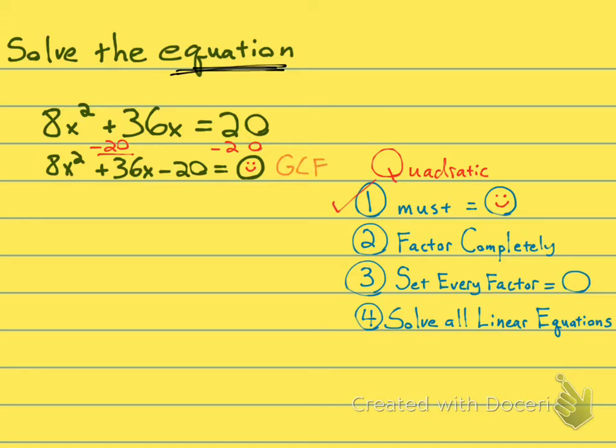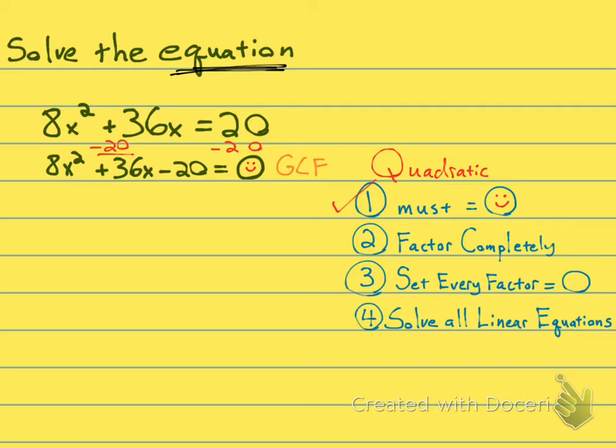So I ask myself, what can I divide out of all three of these? Can I divide out an x? Nope. Can I divide out a 2? Yes, I can. Can I divide out a 4? Yeah, 4 goes into 8, 4 goes into 36, and 4 goes into 20. What about an 8? 8 goes into 8 and 36? No, and 8 doesn't go into 20. So 8 is not my greatest common factor. 4 is my greatest common factor.